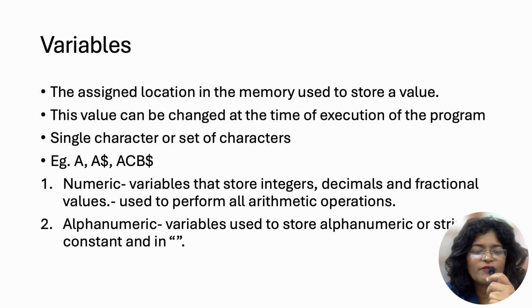So you have numeric variables and alphanumeric variables. Numeric variables are variables that store integers, decimals, and fractional values, and they can be used to perform all arithmetic operations. But alphanumeric variables are used to store only alphanumeric or string constants, and they should be inside inverted commas. They cannot be used in arithmetic operations.